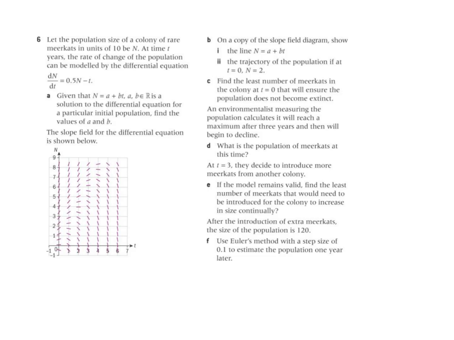Okay, in this problem here we have a population of meerkats, and meerkats are in units of 10, so if n is 1, it's really 10. And t is the years. The rate of change of the population is modeled by this differential equation.